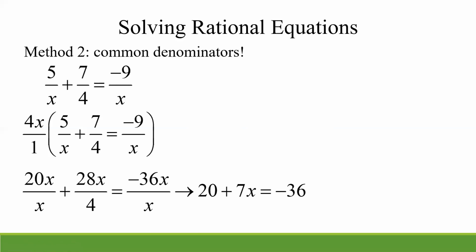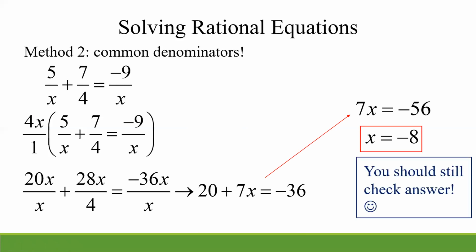Now there's not a single person watching this video that can't solve that equation for x. Subtract 20 from both sides, and you get 7x equals -56. Divide by 7, and you have x equals -8. And that's it. And in the interest of time, so I don't keep you here all day long, you should check that answer. I promise it's right, but you should still check it by plugging it into the original one. Okay? So that's it.